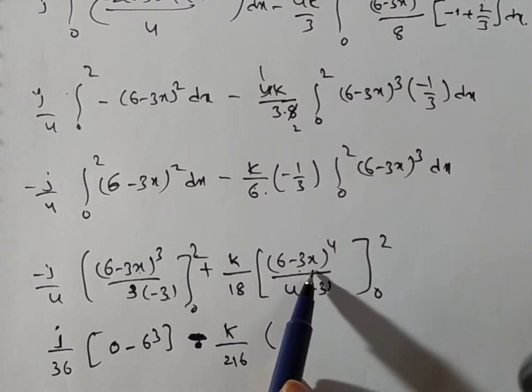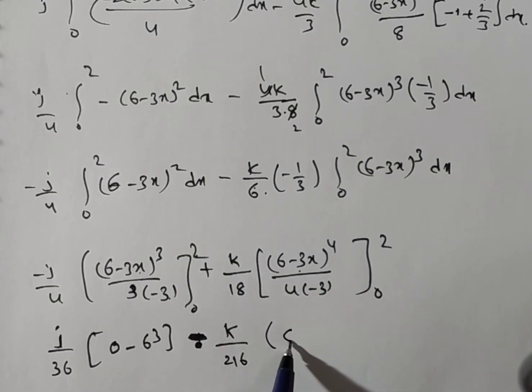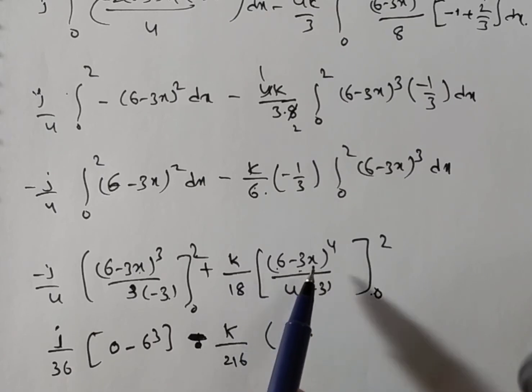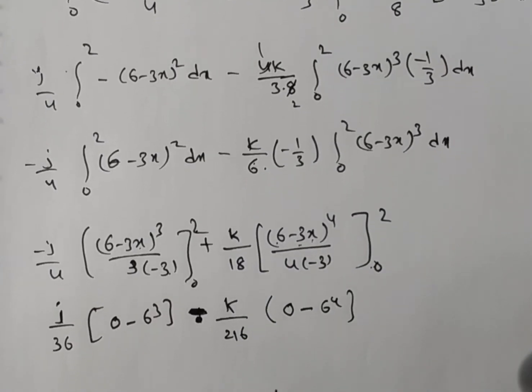3 times of 2 is 6. 6 minus 6 is 0. So 0 power 4 is 0. Minus lower limit you substitute. This is 3 times of 0 is 0. So 6 to the power of 4 you have. That's it. Now you simplify this.